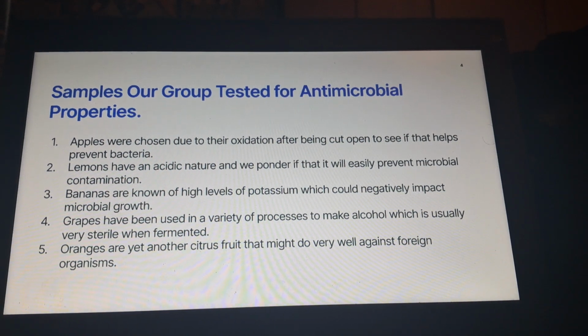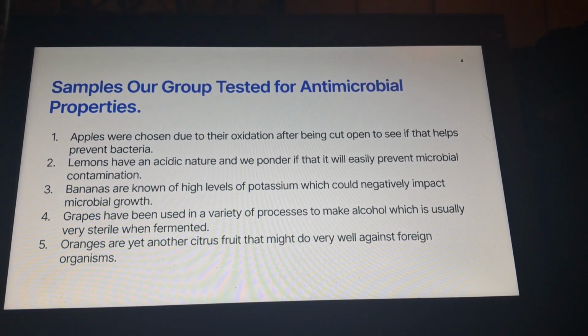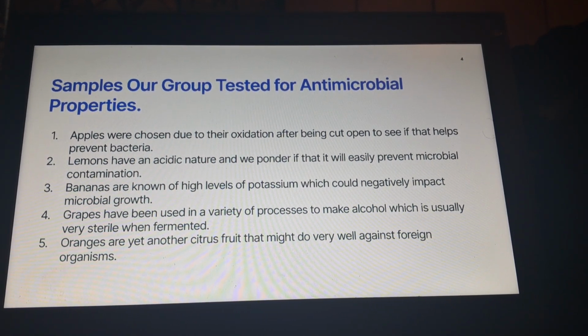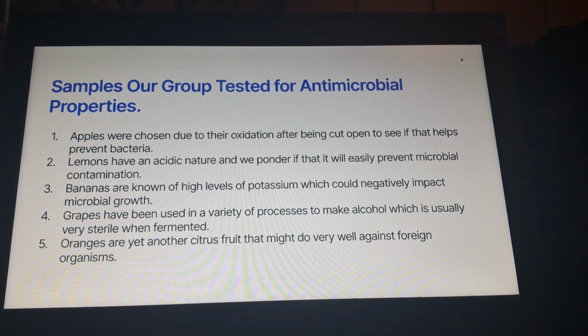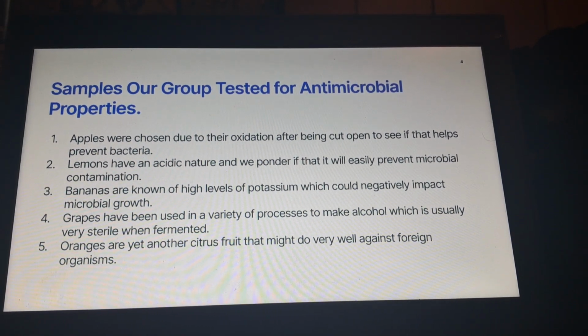And then we also did oranges, and oranges are yet another citrus fruit that has always been told to be great for fighting against viruses, because of vitamin C, though that's up for debate in the human body. But we do know that it's a very citrus, acidic fruit, and maybe it would be really good at fighting foreign organisms.